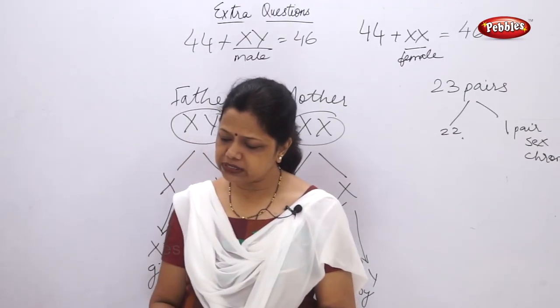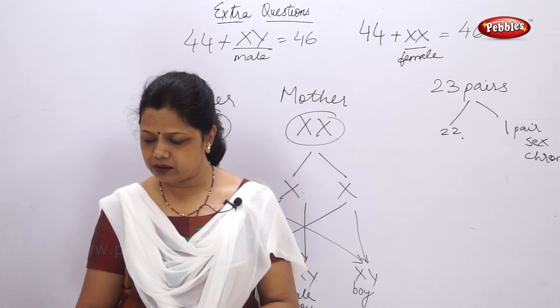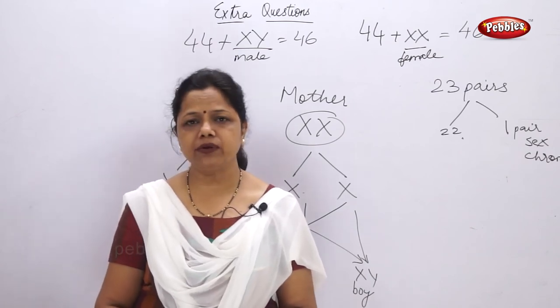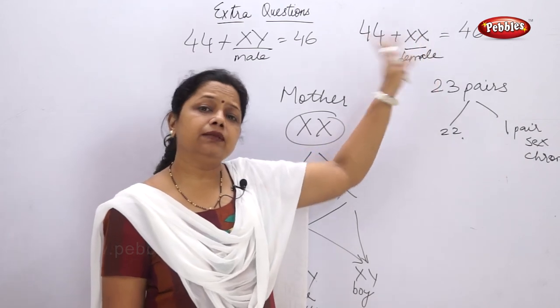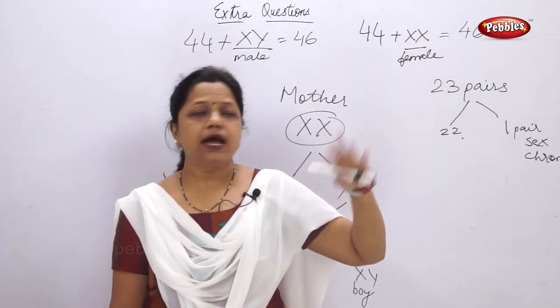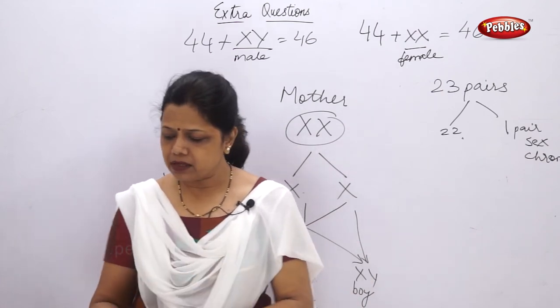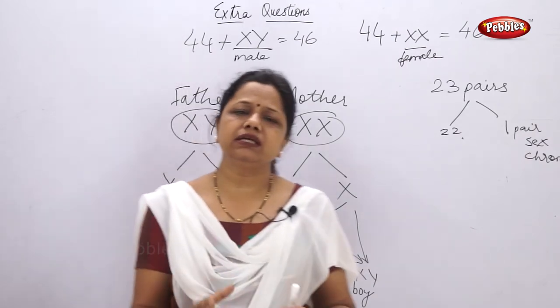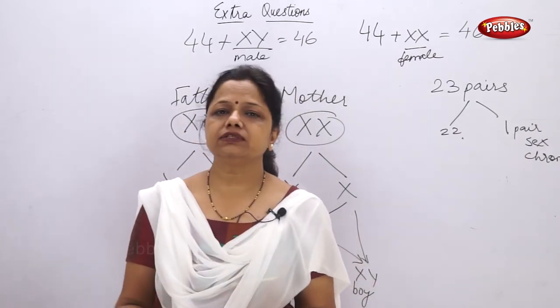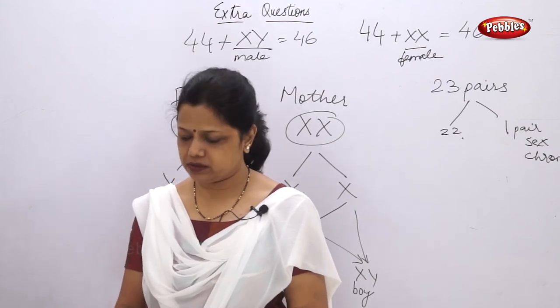In which animal is sex reversal possible? When I was explaining, I had told that in some fishes and amphibians, instead of the female carrying the XX chromosomes, the male carries the XX chromosomes and the female carries the XY chromosomes. This is called reversal of sex, or sex reversal. It is seen rarely in some fishes and amphibians, and in some birds also.